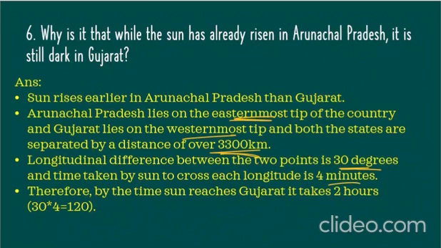Okay, so the longitudinal difference between Arunachal Pradesh and Gujarat is 30 degrees, isn't it? Now, the time it takes for the sun to cross each degree of longitude is 4 minutes. So I have to multiply by 4, because it is differentiated by 30 degrees. So 30 into 4 gives me 120 minutes. Correct? That is 2 hours. So by the time the sun reaches Gujarat, it takes 2 hours. So in Arunachal Pradesh, if the sun has come at 6 o'clock, at Gujarat it will come at 8 o'clock.